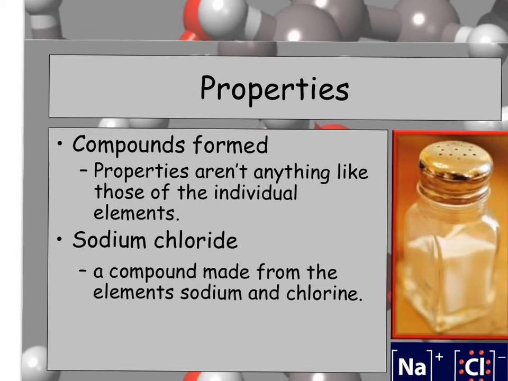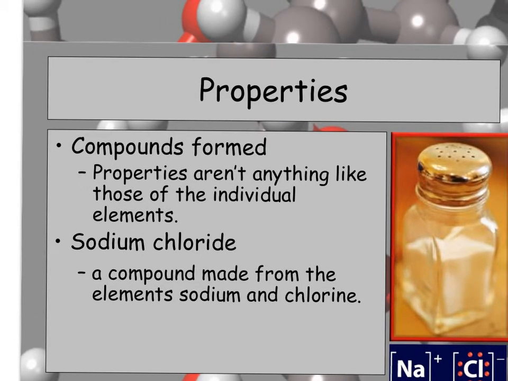When compounds form, and we talked about this already back in the very first unit we did this semester, we talked about how elements and compounds are very different. You take sodium chloride, for example. Sodium, shiny metal. Chlorine, poisonous gas. You mix it together, and bam, you get table salt. Very different substances are created.